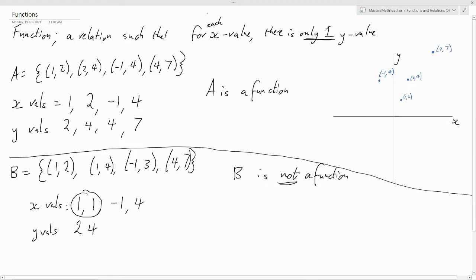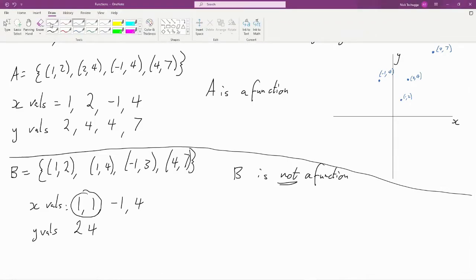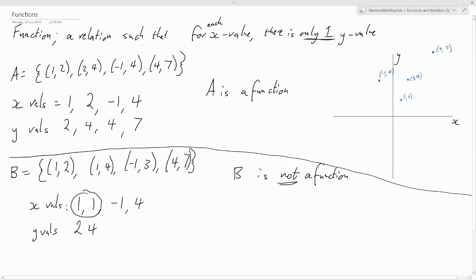So let's look at it graphically now. For each x value, so we've got the -1 here, it only hits the y value once. There's one dot down that line. At the x value of 1, again, there's only one dot. There's only one point in which it hits the y value. The next one, 2, again, all good. It only hits it once. And the same with 4.